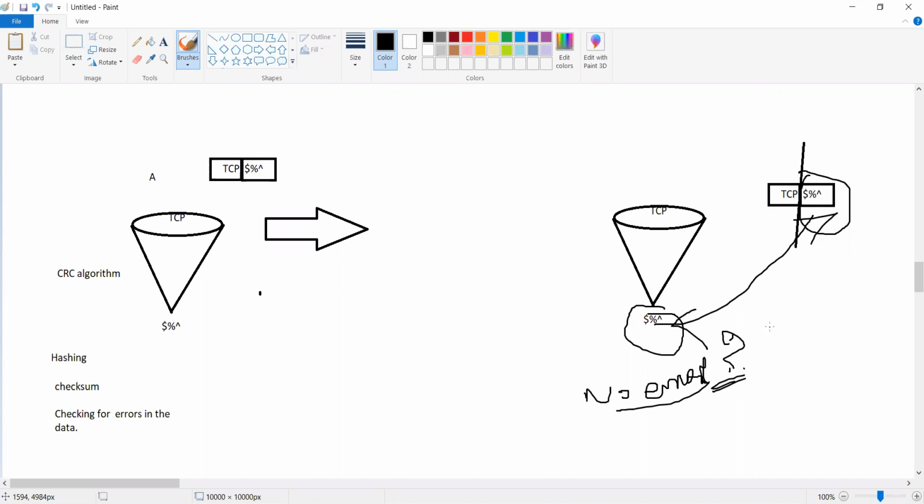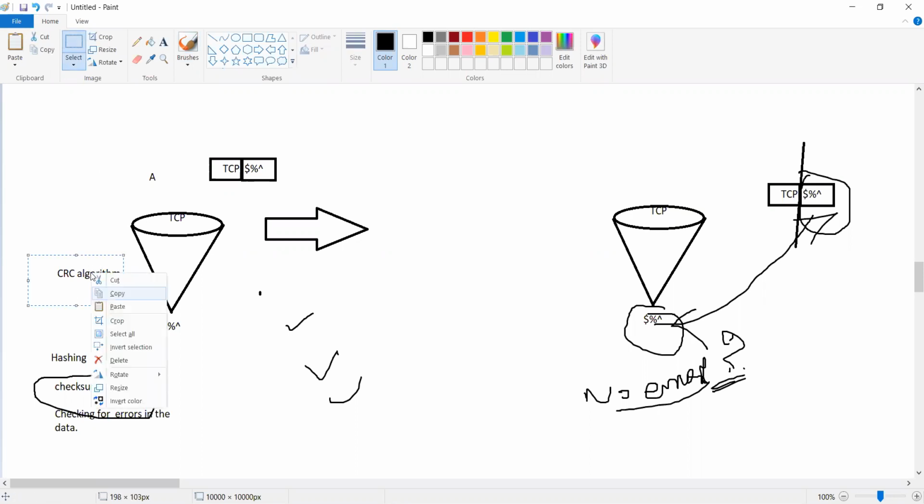Am I clear? Okay. For each and every header, there is a checksum involved. Not as a whole, but individually to each and every header. Am I clear with this part? So the receiver also runs the same algorithm. Yes, the same algorithm. Whatever the sender has run, he'll also run the same algorithm.